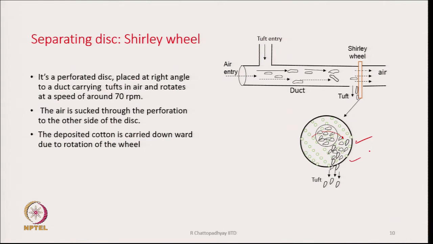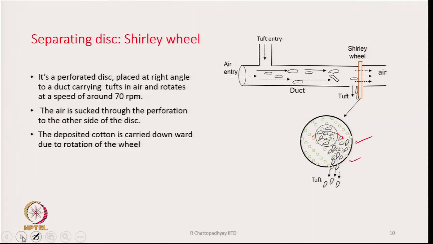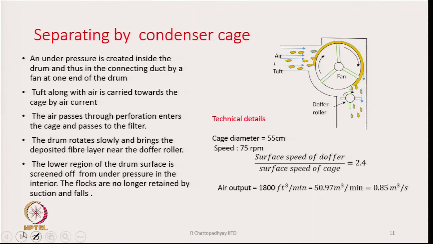deposited cotton is carried downwards due to the rotation of the disc, and they simply fall down, because as soon as they rotate, they will come to a location where the suction is not effective, and therefore, due to gravity action, the tuft is going to fall down. That is what Shirley wheel is. It is a very simple device.